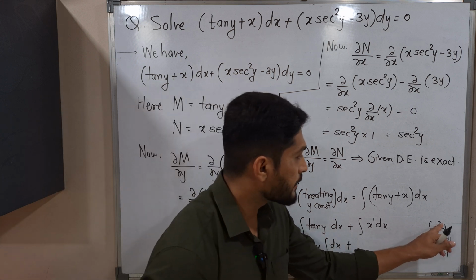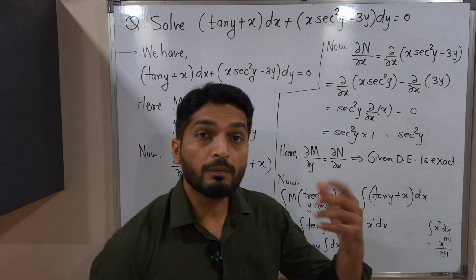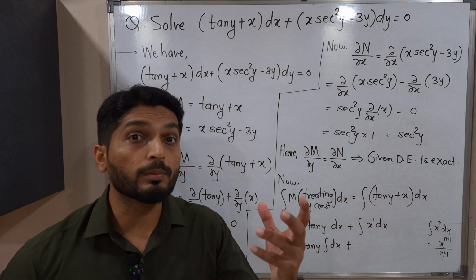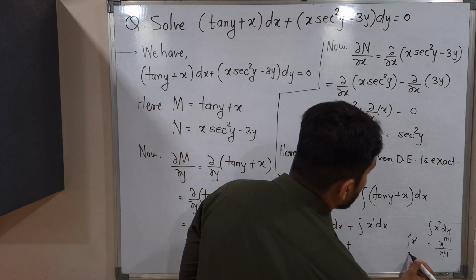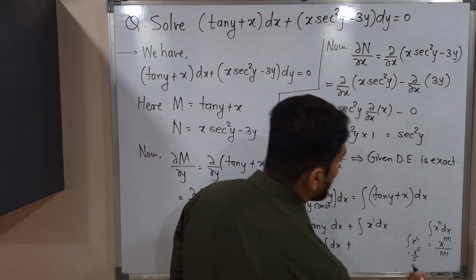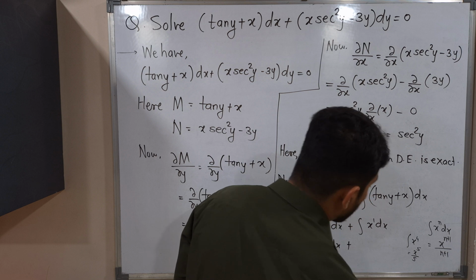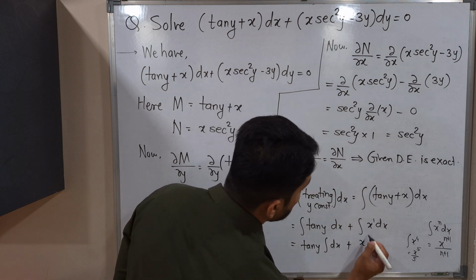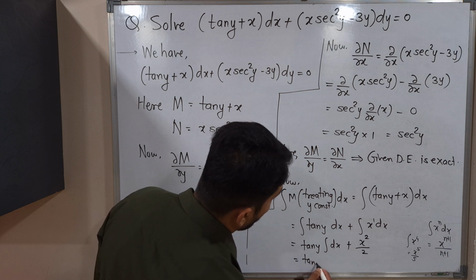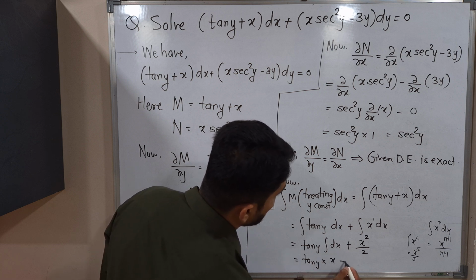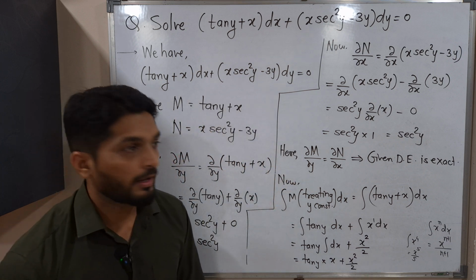Whatever the power of x, we increase it by 1. If you have x square, we increase the power by 1, so x cube by 3. If you have x raised to 4, its integration will be x raised to 5 by 5. We will increase the power by 1. So here also the power is 1 basically, so its integration will be x raised to 1 plus 1, 2, by 2. So this is tan y, integration of dx is x plus x square by 2. So this is the value of the first integration.